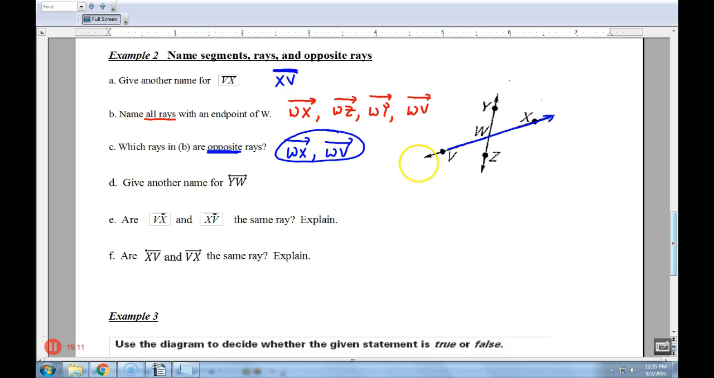Now a different pair would be if you wanted to pick the other 2 going in the other directions. WY and WZ. So this would be another acceptable answer. So on the quiz or on a test, I'd have to accept both answers because they're both correct.